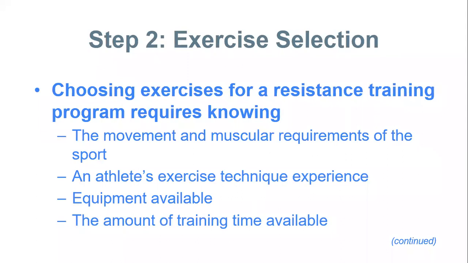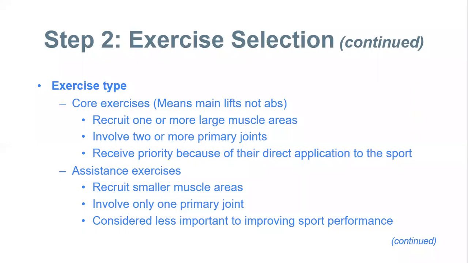So step two, we're going to talk about exercise selection. So choosing exercises for a resistance training program requires knowing, one, the movement and muscular requirements of the sport, an athlete's exercise technique experience, equipment available, and really the amount of time you have with that individual. So when we're thinking of exercise type, everything from core exercises, there's also assistance exercises, so recruiting the smaller muscle areas rather than the prime movers.